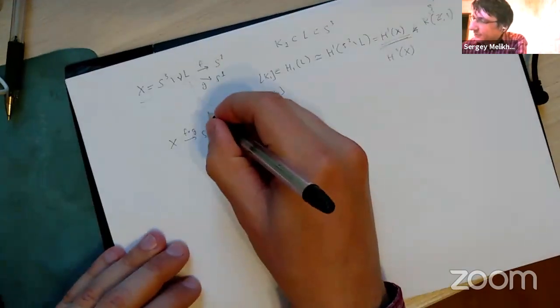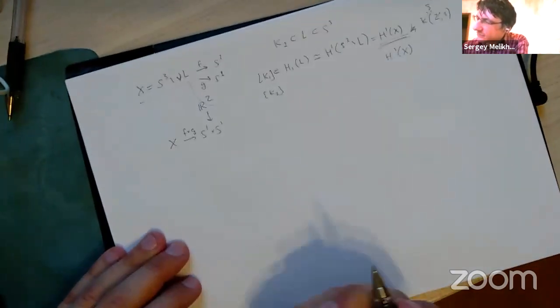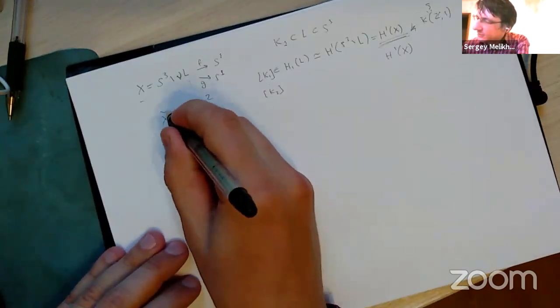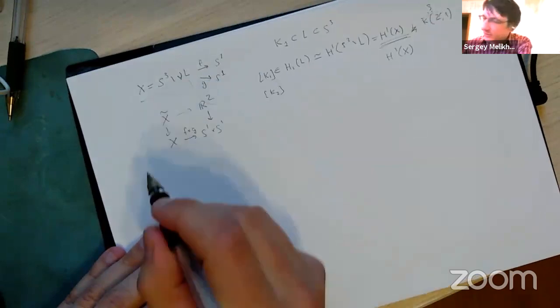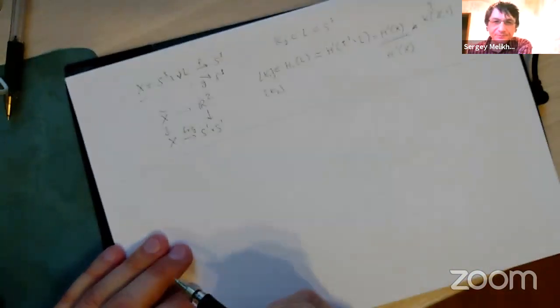Then here we have the cover by R2, which I don't need to define. And then we take the pullback, and this is the universal abelian cover of X. Okay, so this is the construction of the universal abelian cover.